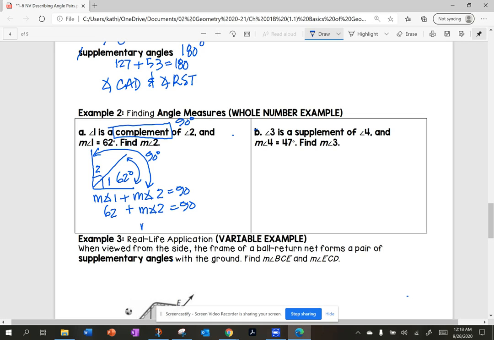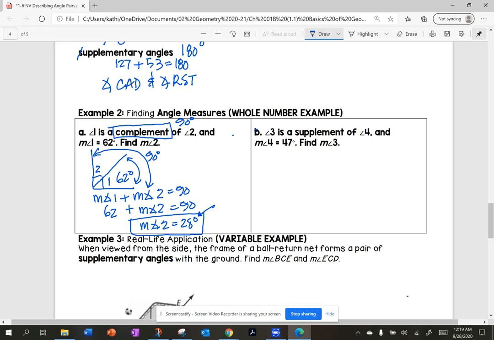Solving for the measure of angle 2 is 90 minus 62, which is 28 degrees. And I have an angle, so my unit of measure is in degrees. Let's try the next one.